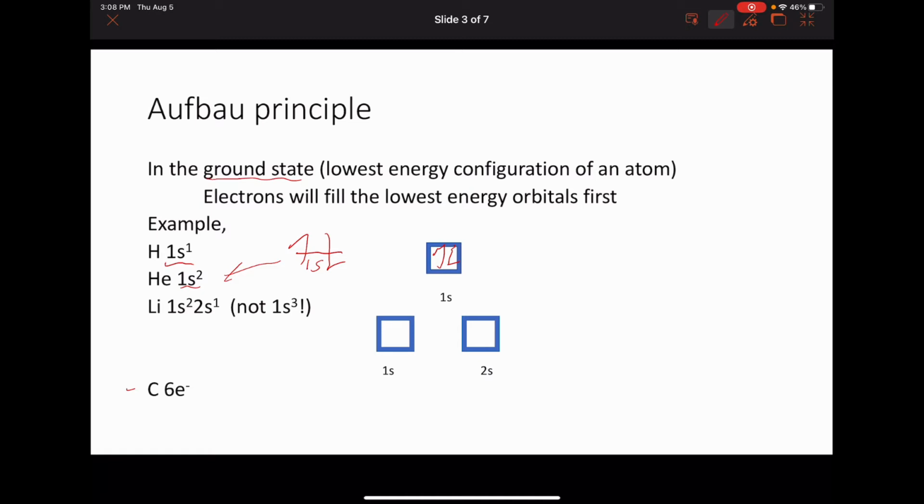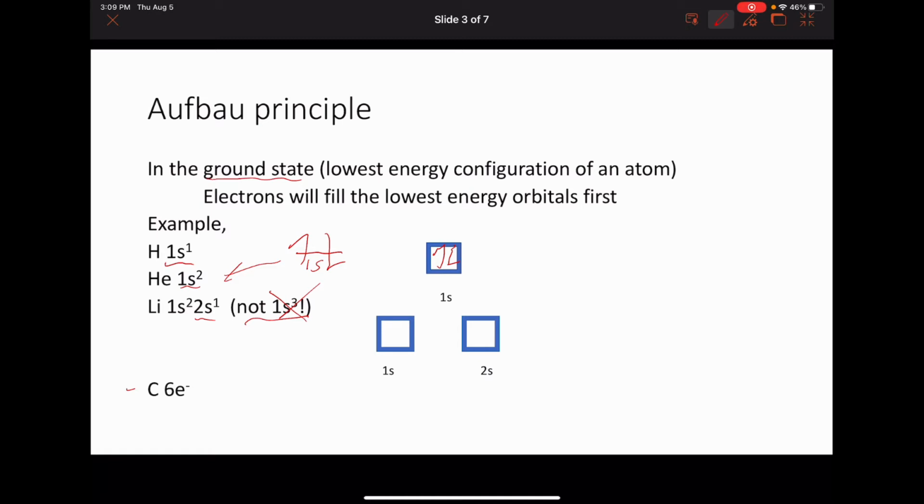But because we can only have two electrons per orbital, we have this 1s, and it can't be 1s3. So the next highest orbital, if we went back to our previous slide, is the 2s, not the 2p. It's the 2s, and so we put 1 in there.